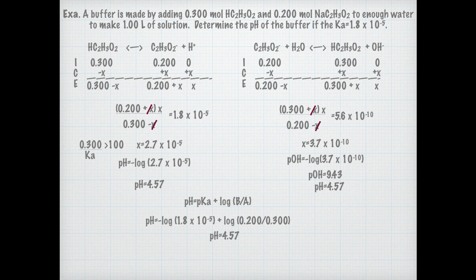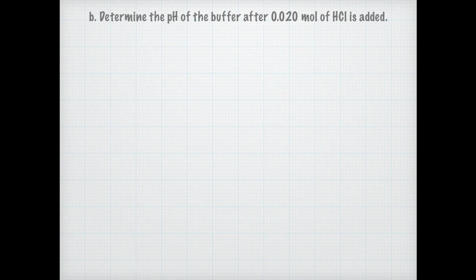Okay? So I've just now taken my buffer and I found its pH. Now let's actually look at how it reacts with strong acids and strong bases. So for B, I'm going to take my buffer and now I'm going to add 0.020 moles of HCl to it. The first thing I have to do is see what exactly is formed in this reaction. HCl is a strong acid, which means it is going to react with the weak base in my buffer, which is C2H3O2 minus.